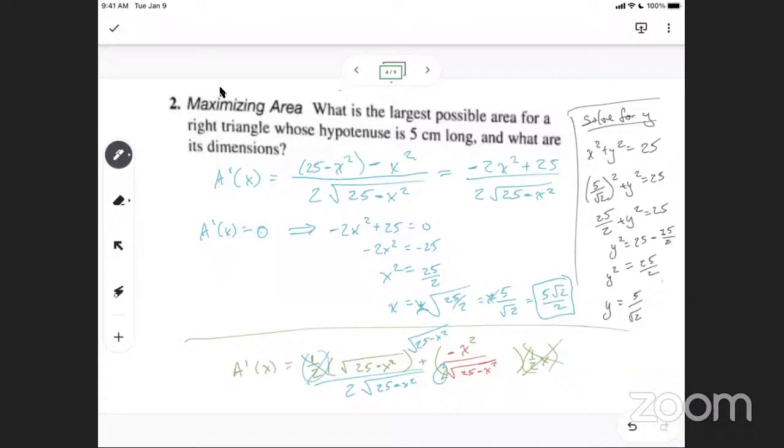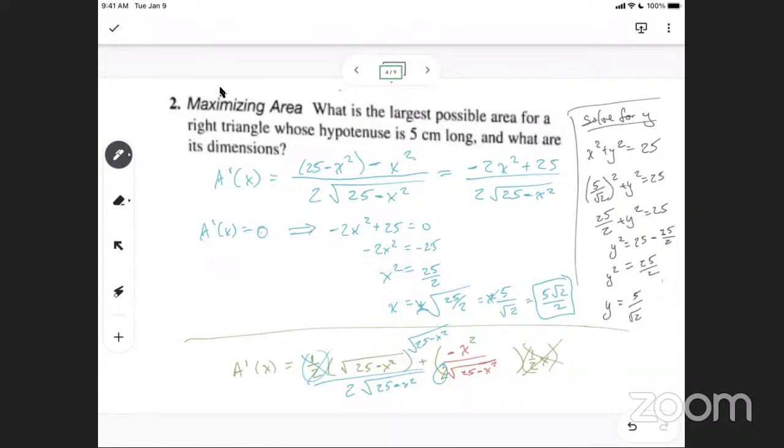So the y and the x are actually the same thing. It's actually a square. It's actually an isosceles right triangle that maximizes the area. And again, that shouldn't surprise you. That kind of makes sense, that it would be like a square right triangle or an isosceles right triangle.